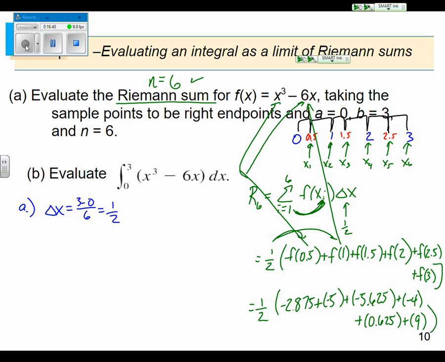So what I want to do now, to find out what this Riemann sum is going to be, I just want to add together all these numbers and then multiply it by 1/2. And whenever I did that, I got my Riemann sum to be negative 3.9375. And that would be my answer for part A.